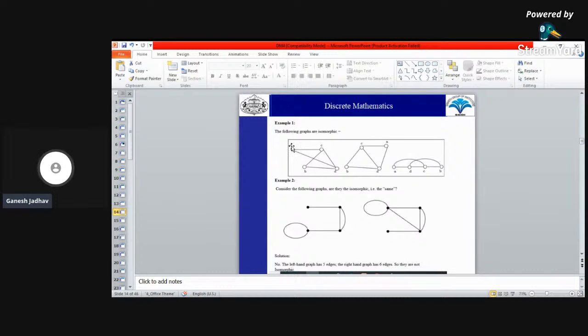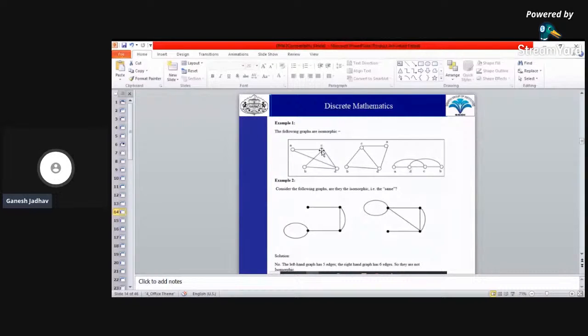A is connected with C, A is connected with D. Here you can also see that A is connected with C and A is connected with D. Here too, A is connected with C and A is connected with D. So the number of vertices is the same and the connections are also the same.